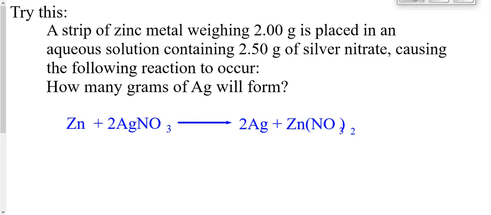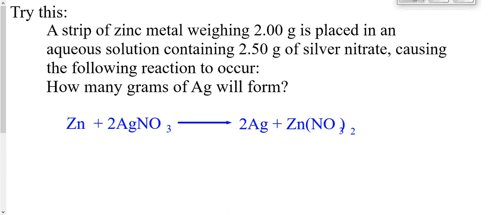Let's do one more quick example. In this example, rather than being given moles, we're going to start with grams. In this example, they say that we've got a strip of zinc metal and we've weighed it to weigh 2 grams, and we put it in an aqueous solution of silver nitrate, which weighs 2.5 grams. We're going to get a reaction. It's going to produce silver and it's going to produce zinc nitrate. The question says how many grams of silver will form.